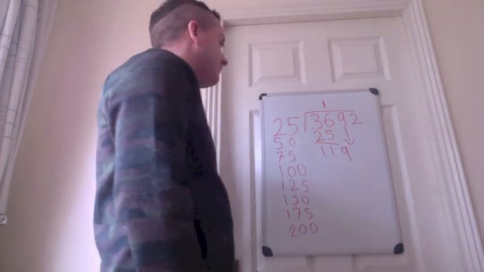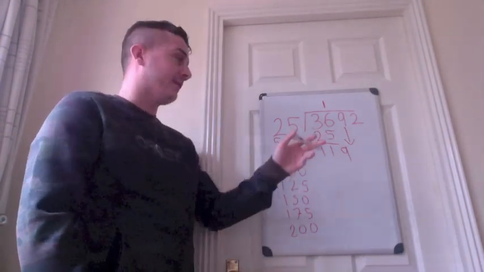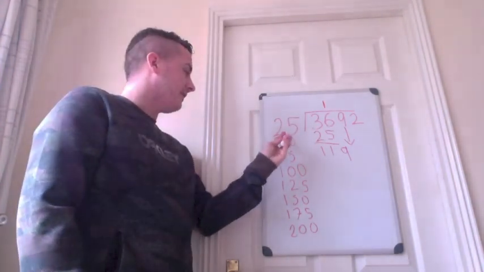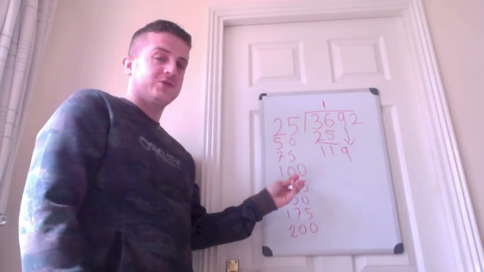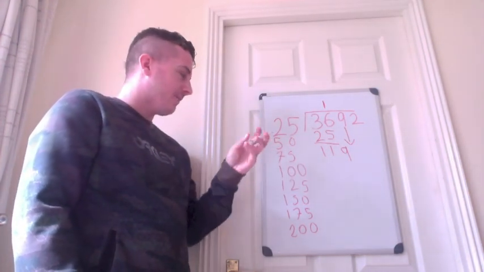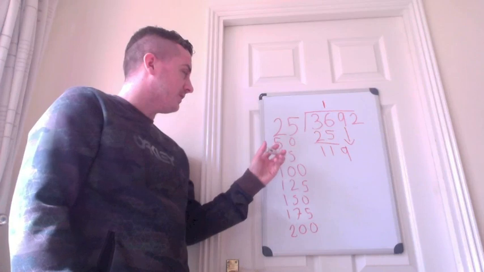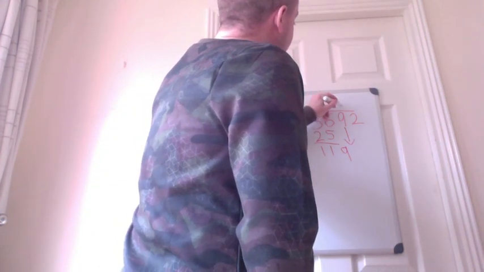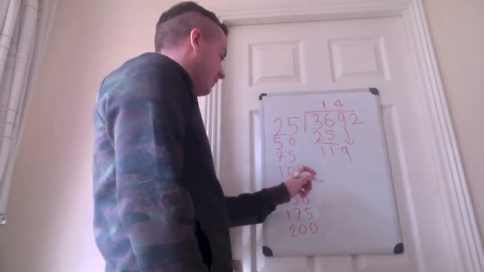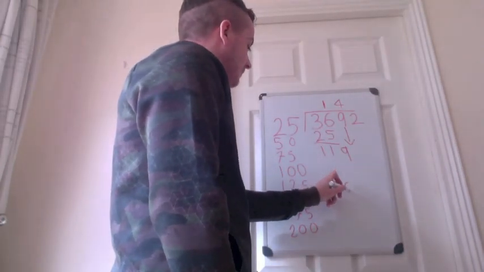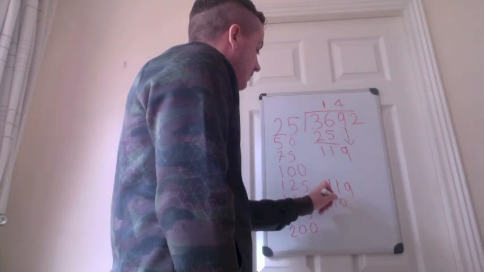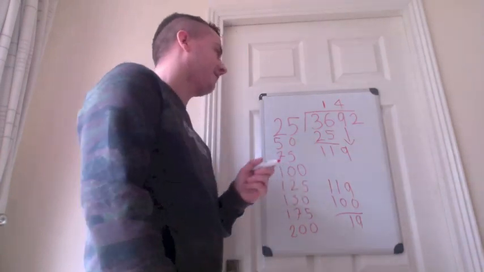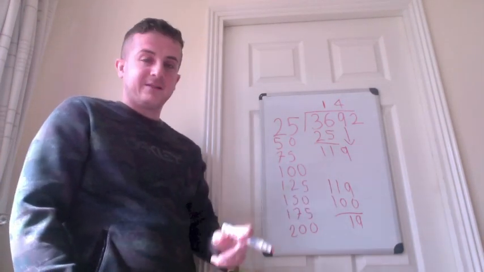We can figure out how many 25s go into 119. So 25, 50, 75, 100, 125. Too big. So we're going to go back to 100. So 1, 2, 3, 4 times here with a remainder of 19. Okay, we'll keep that in mind, that 19, yeah?